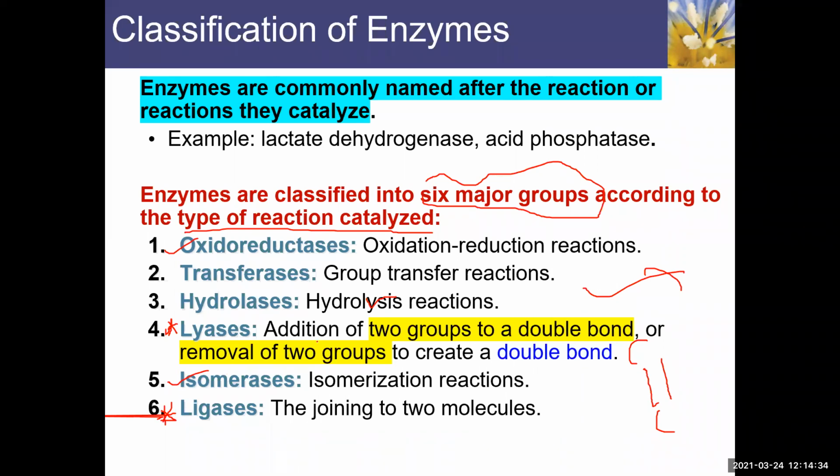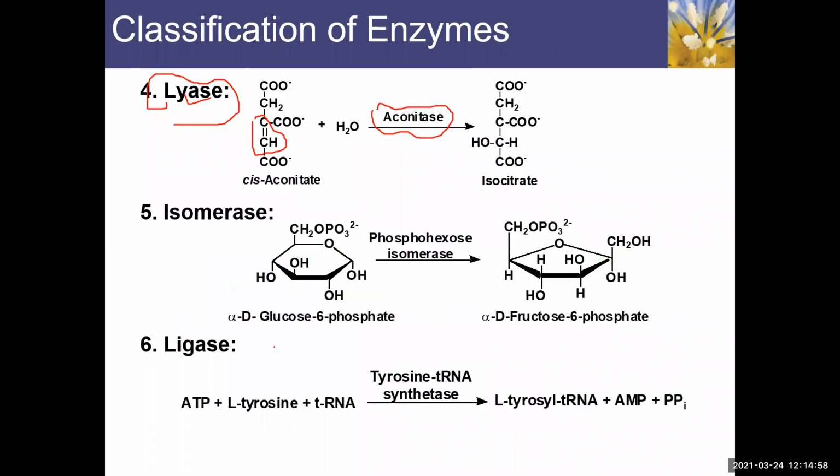Okay. So what do we have? Then we have the isomerases. Isomerase is something very, very important, and very easy to memorize, very easy to remember, right? So isomerases are those enzymes which are involved in isomerization reactions, converting cis into trans, trans into cis, right? So that's what it is. And the example here is phosphohexose isomerase. Okay. So that's what you need to know.